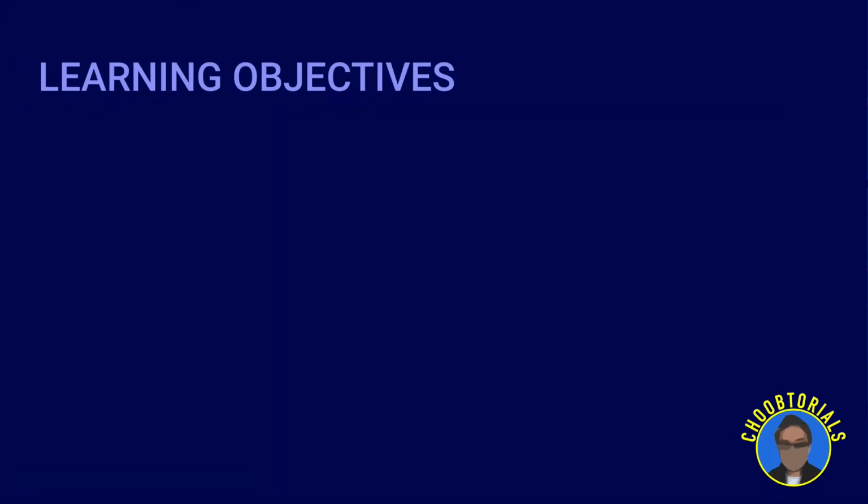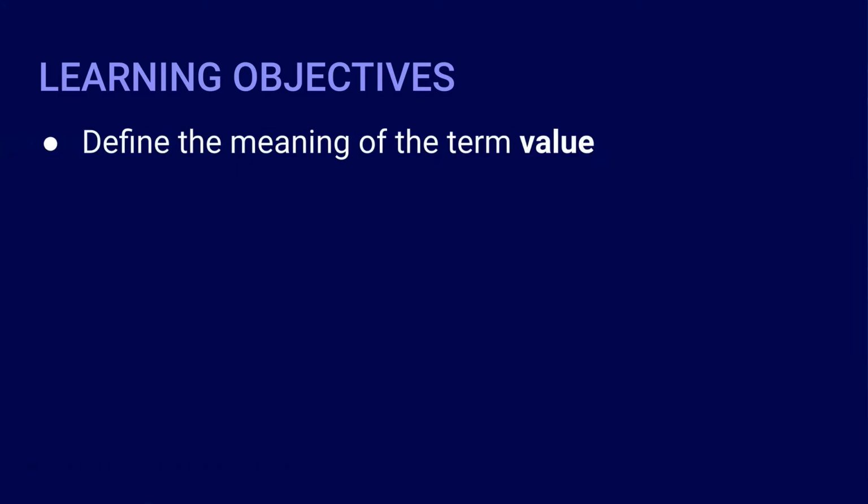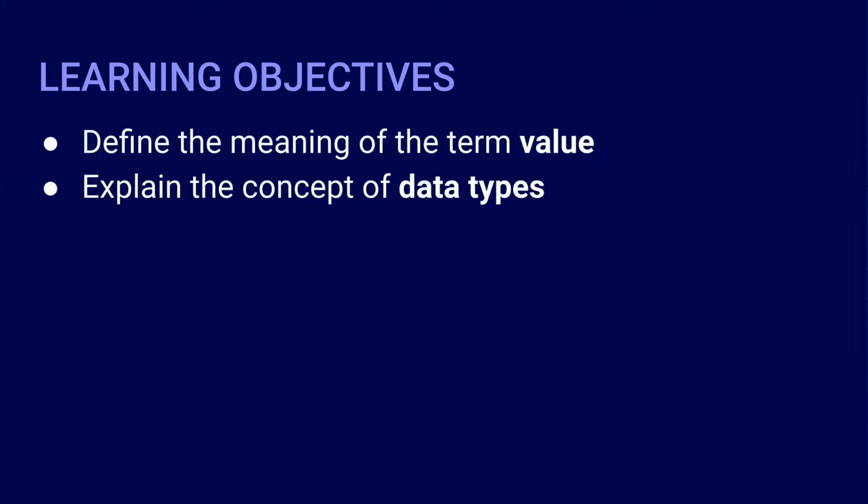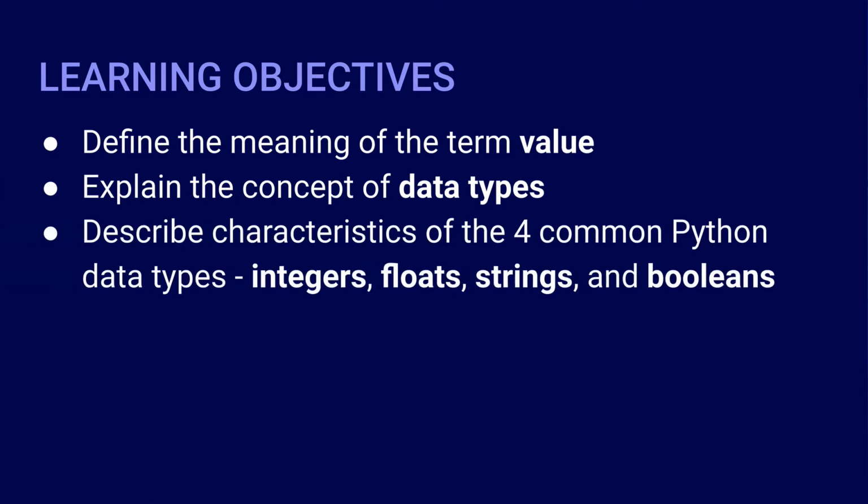In this lesson, Values and Data Types, we have the following learning objectives. By the end of this lesson, students should be able to define what values are in the context of programming, explain what data types are, describe characteristics of the four common Python data types: integers, floats, strings, and booleans, and finally, use the type function.